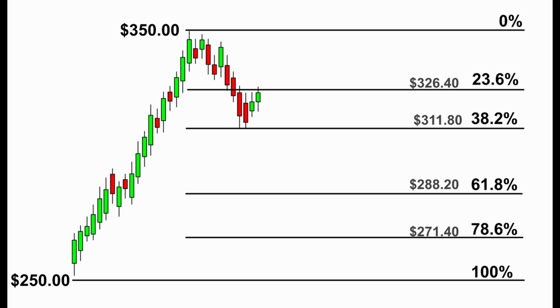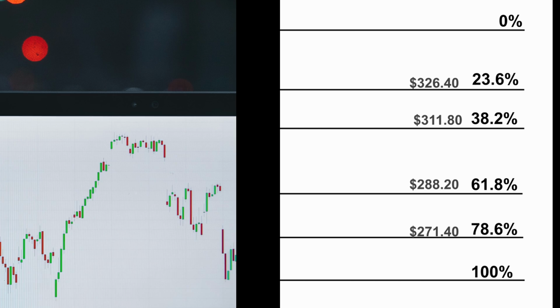The calculations are similar for the third and fourth levels, using 61.8% and 78.6% as the multipliers. After these calculations have been made, we have four price zones where a correction of the uptrend may stop and reverse back into an uptrend. In the example above, the price temporarily stops at the 38.2% level before falling further to the 61.8% level. Prices eventually stabilize and rally back up to the 38.2% zone.